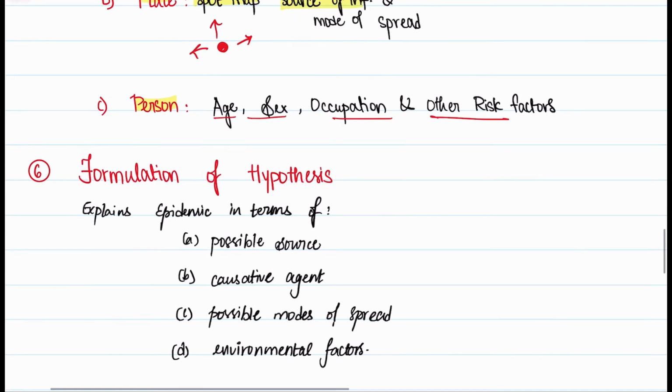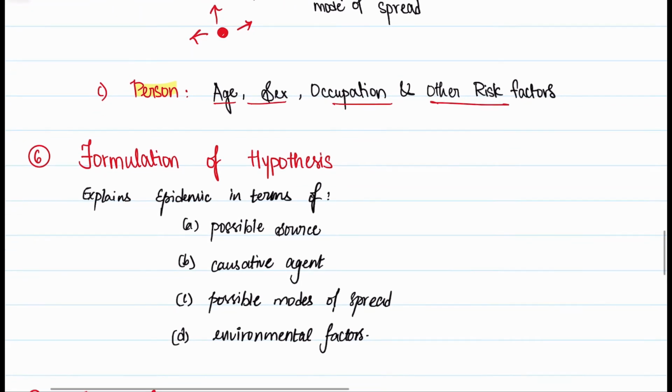After data analysis, we formulate a hypothesis. This is basically an assumption yet. We formulate a hypothesis about the epidemic in terms of the possible source from where it has spread, a causative agent, the possible modes of spread, and environmental factors.